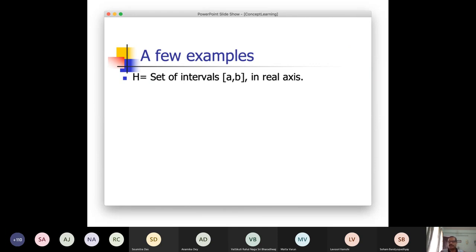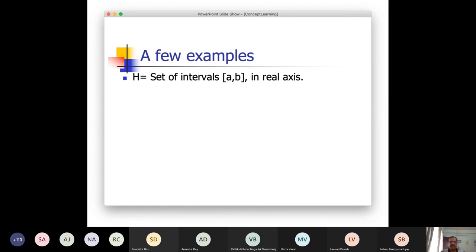Now, some examples of this VC dimension. Say you consider the set of intervals on the real axis as the hypothesis space. Any interval you consider, if a point is included in that interval, then your output is 1. Otherwise, outside that interval, the output is 0. That is the hypothesis, and that is the label.